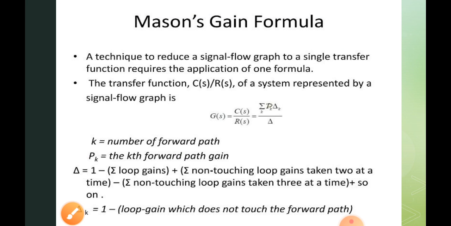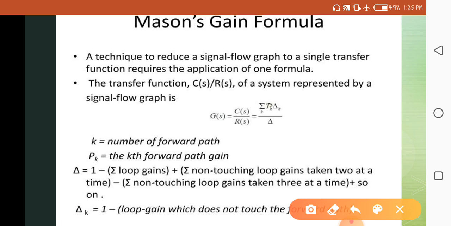Next, in the starting we studied about Mason's gain formula. So what is Mason's gain formula? Generally, Mason's gain formula is used for calculating the transfer function. So here the formula is G(s) equals C(s) upon R(s), that is summation over k of P_k Δ_k upon Δ.